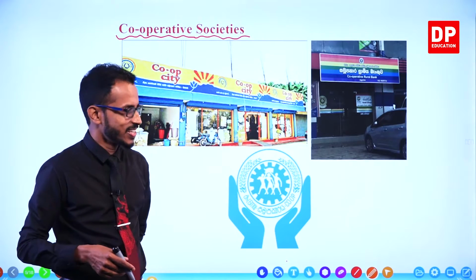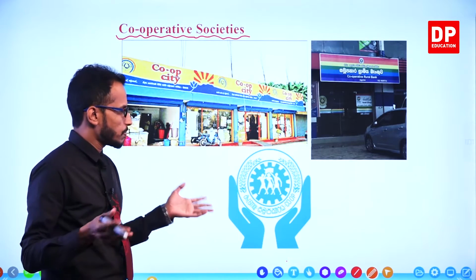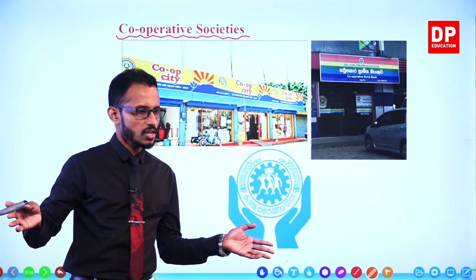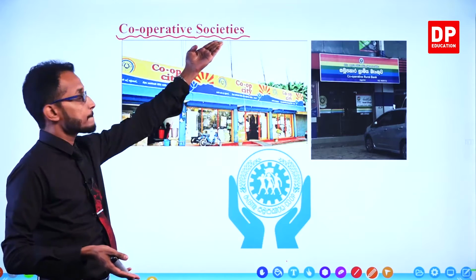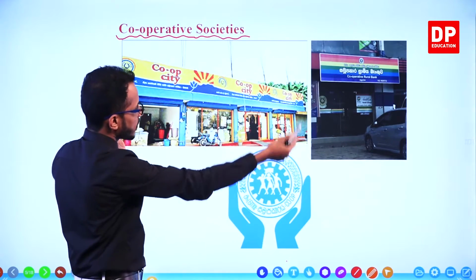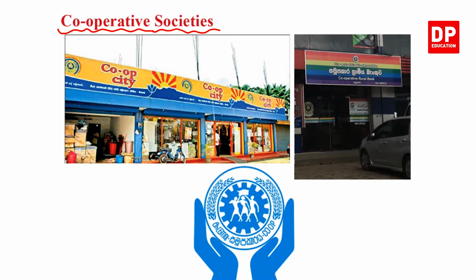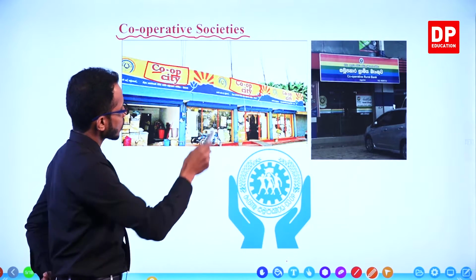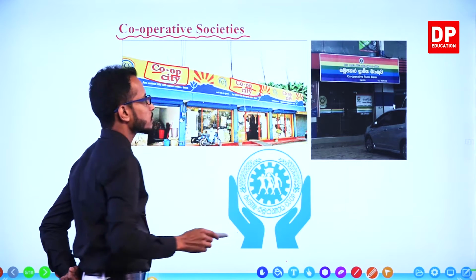Samupakare. That's the Sinhala word, children. Most people are familiar with this word. Everybody knows when we say samupakare. That is what we have here. Cooperative societies means samupakara. Look at the pictures. Look at the images. Co-op city. You have seen these organizations in every city. Co-op city. Okay. Co-op stands for cooperative.